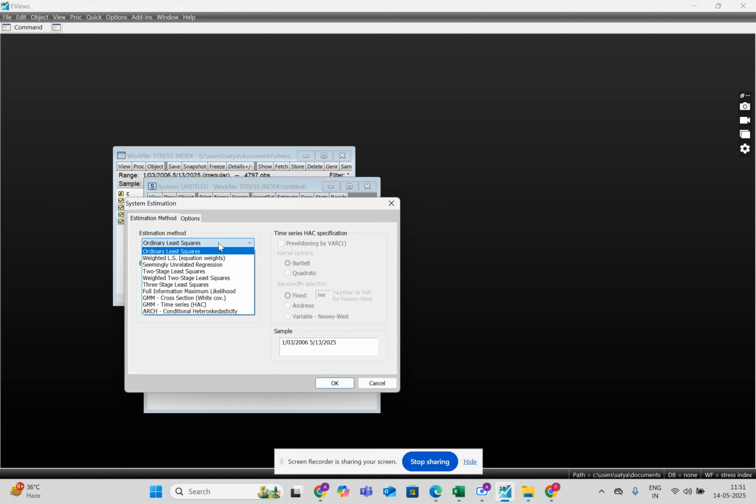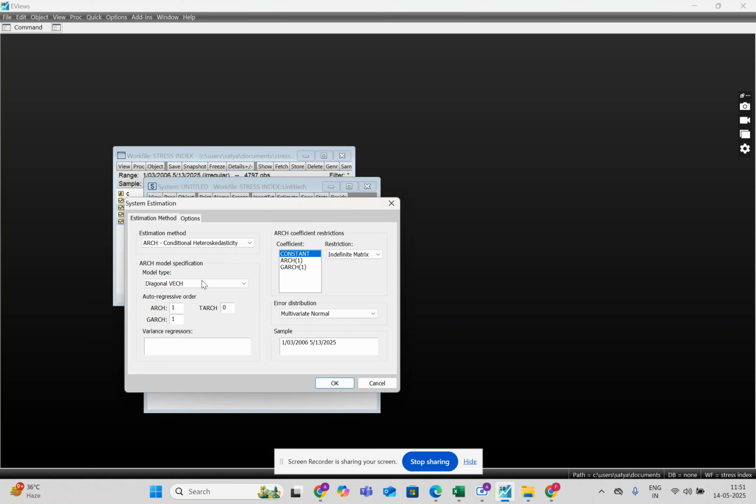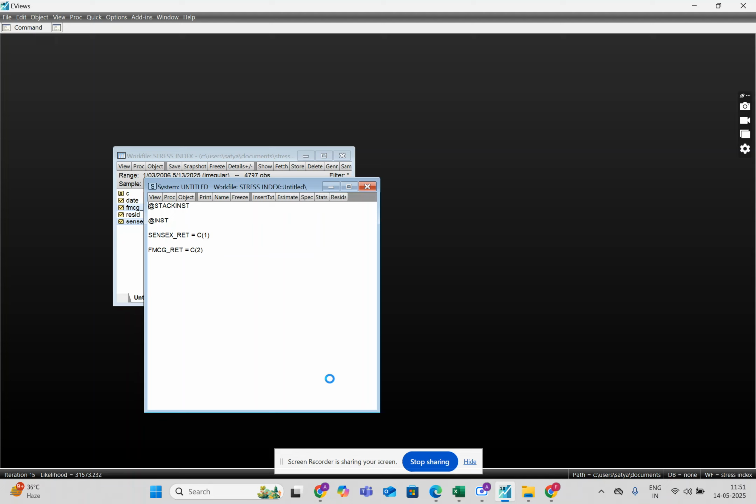We go to ARCH, diagonal VEC. Just the difference is TARCH. We used to keep it as 0 before. Now we will keep TARCH to be 1. We put the error distribution to be multivariate Student's t. Remember to make that change. TARCH's value should be 1 and rest is okay. Now go to... give it time. It is running the iterations.